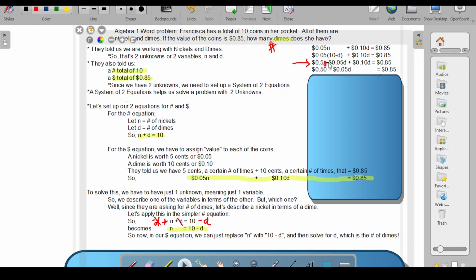And the reason why I'm keeping everything in decimals is because we're talking about money. I think it just helps to think of it as money as we look at it. So now we combined our like terms. I just repeated the 0.85. Now let's try and isolate this d somehow.